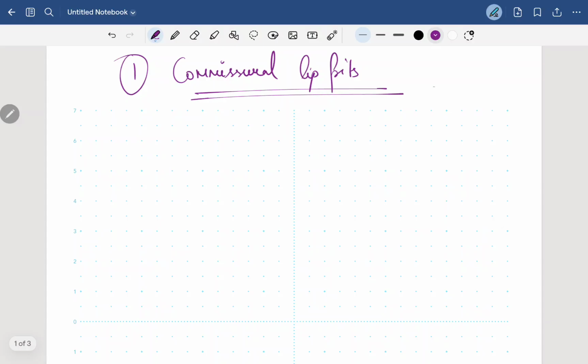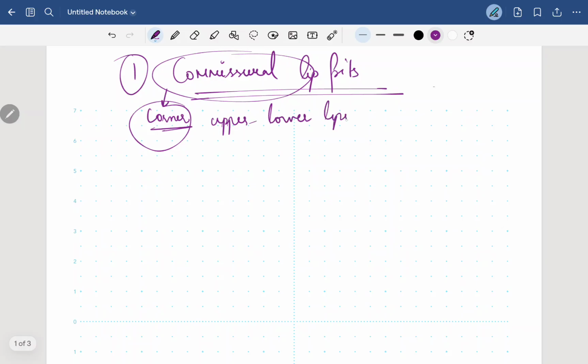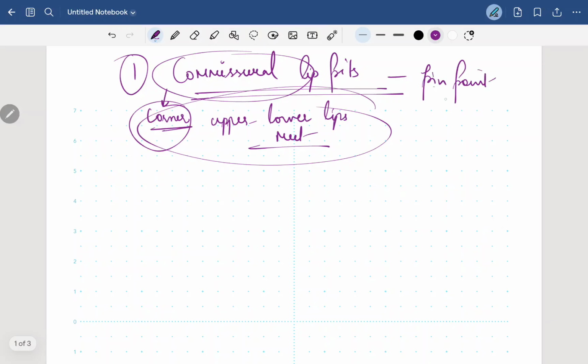Commissural means the corner of the mouth, that corner where the upper and lower lips meet. So that is commissural. And pits, you all know, are small pinpoint depressions. So we are talking about commissural lip pits.